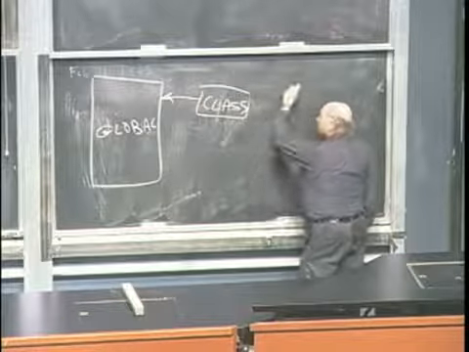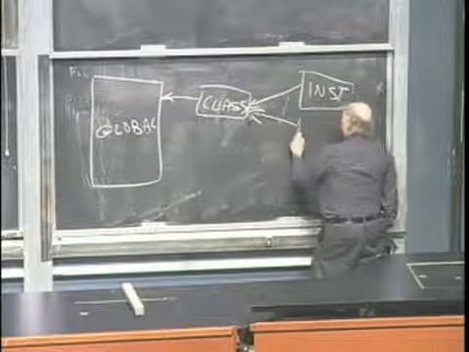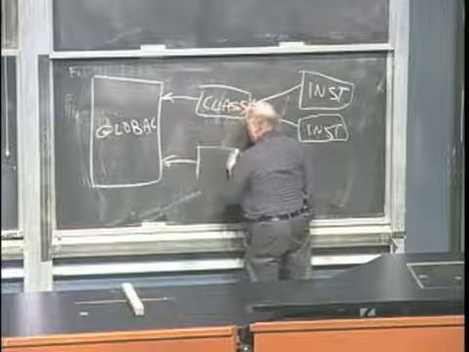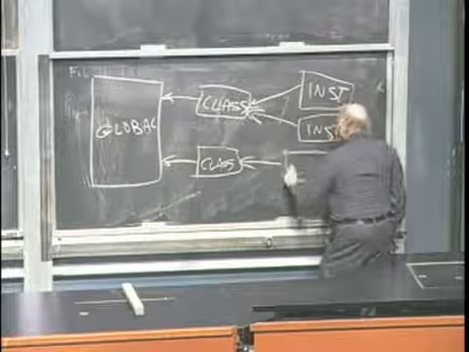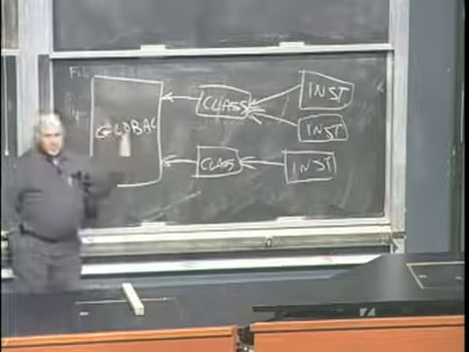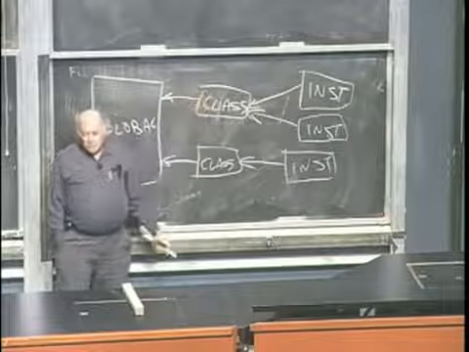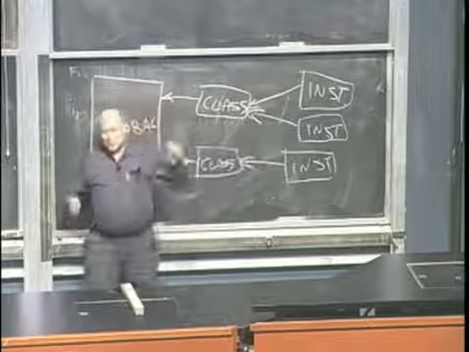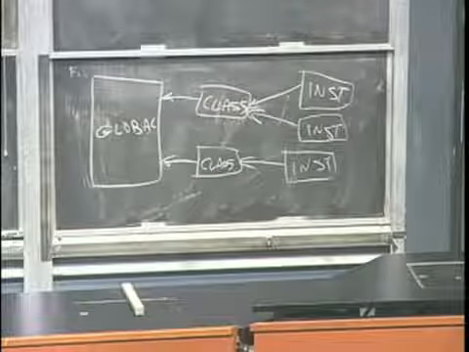We have a class, and we have an instance, and another instance, and another class, and it has instances too. And there are global variables accessible to everybody. There are class variables accessible to any instance of that class. And then there are instance variables that each one has on its own. And we want to see how that works.